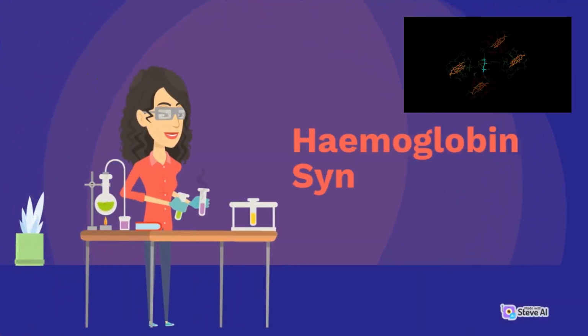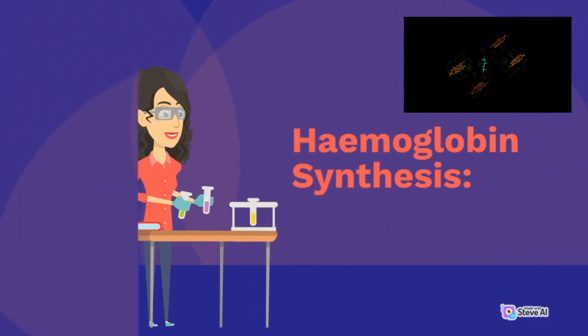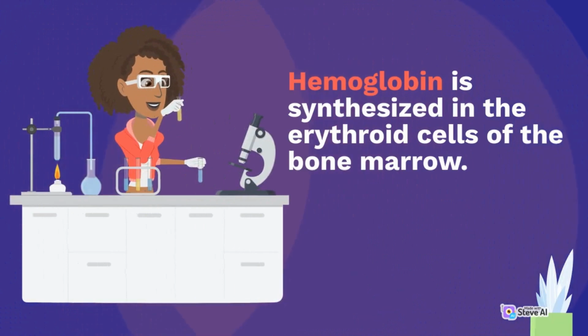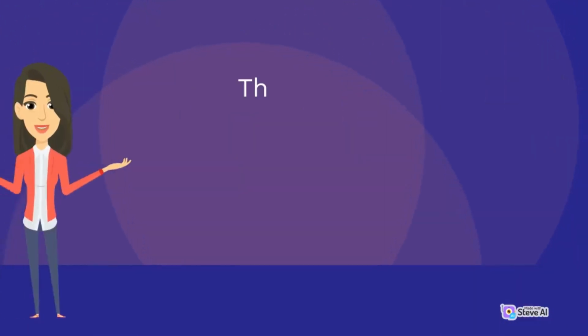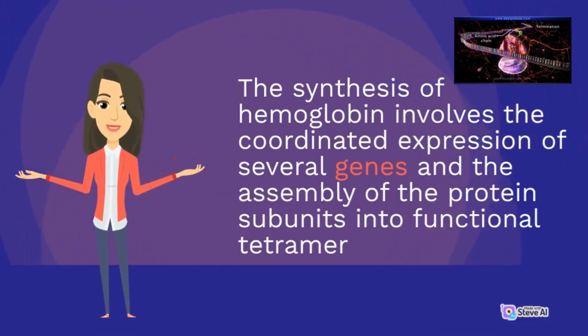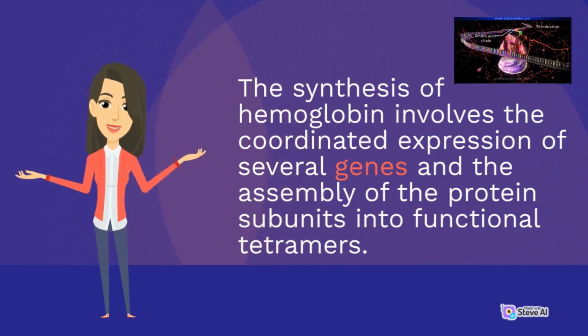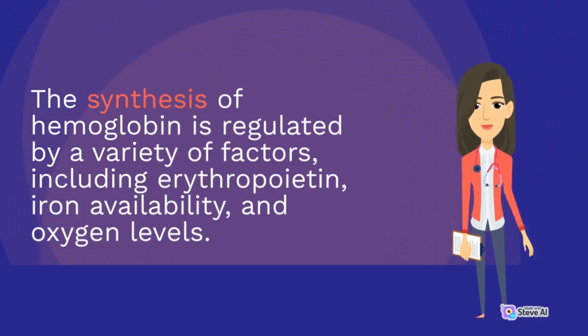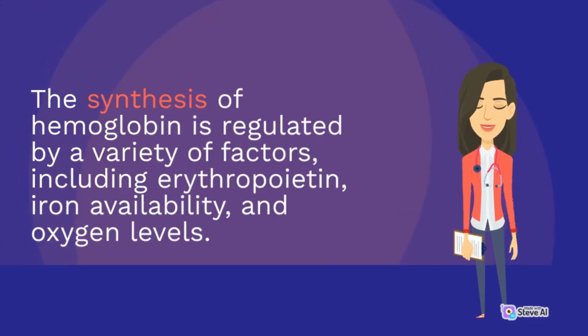Hemoglobin synthesis. Hemoglobin is synthesized in the erythroid cells of the bone marrow. The synthesis of hemoglobin involves the coordinated expression of several genes and the assembly of the protein subunits into functional tetramers. The synthesis of hemoglobin is regulated by a variety of factors, including erythropoietin, iron availability, and oxygen levels.